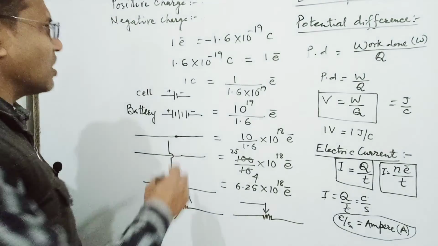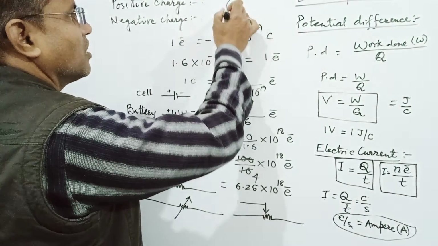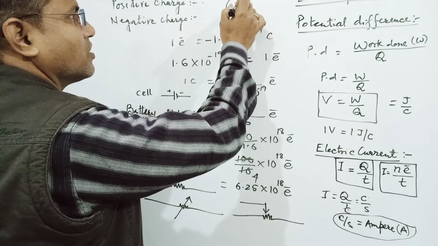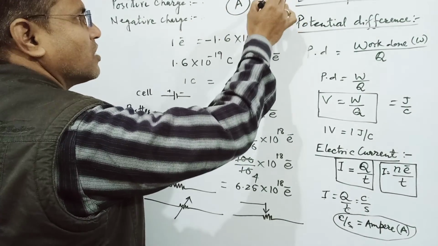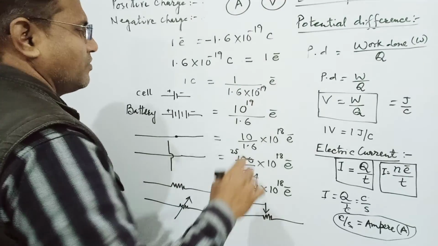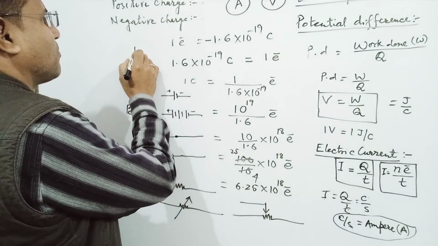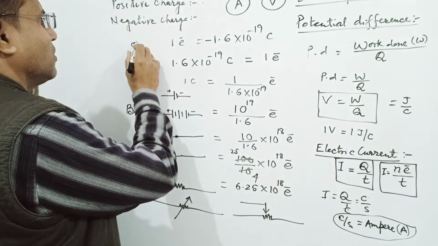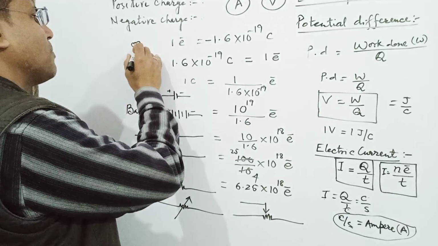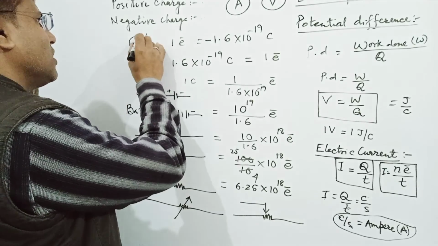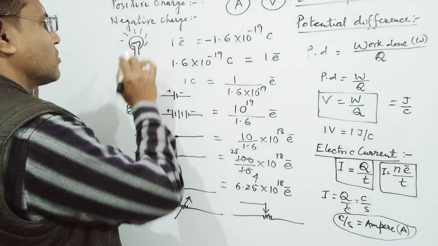If we have an ammeter, we can show it with this. If we have a voltmeter, we show the symbol this way. If we have an electric bulb, we show it in this way. If the bulb is lighted, it is glowing, we will show this.